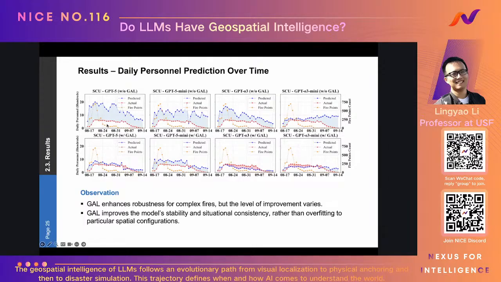So here are the results. This is the simulation result for the 2014 Napa earthquake.